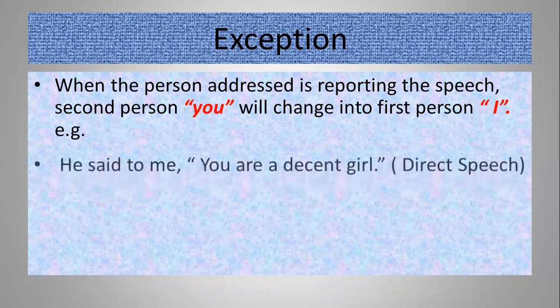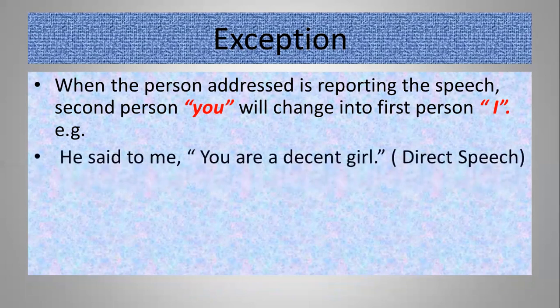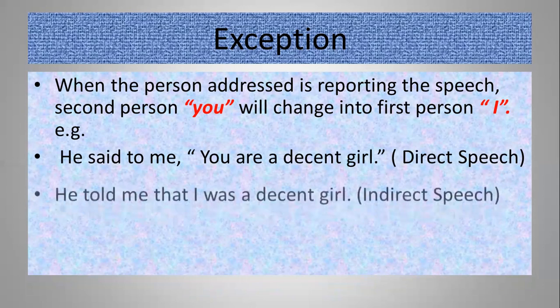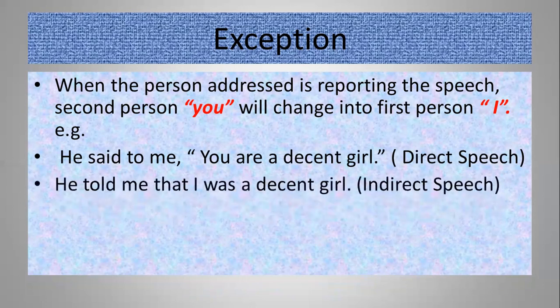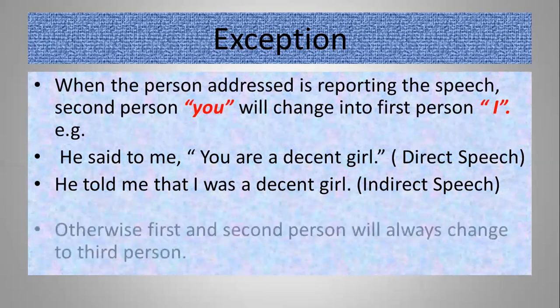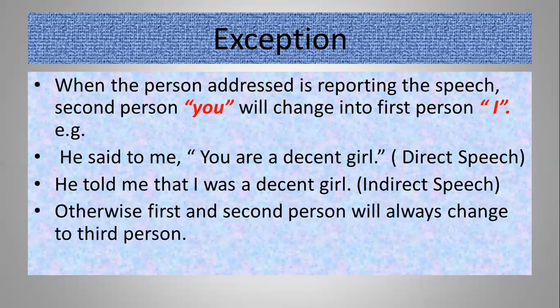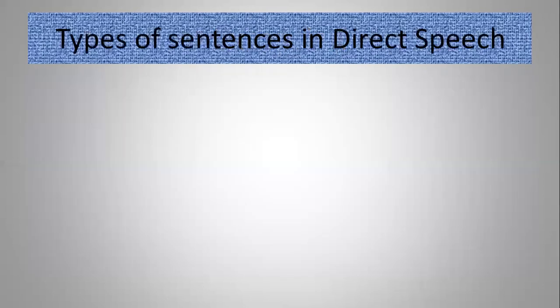For example, he said to me, "You are a decent girl." He told me that I was a decent girl. Now you can see that here in this sentence, the second person "you" has been changed into first person "I" because the person addressed is reporting the speech. The person addressed is me, and I am reporting the speech. Otherwise, first and second person will always change into third person.